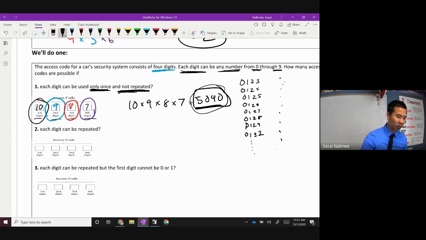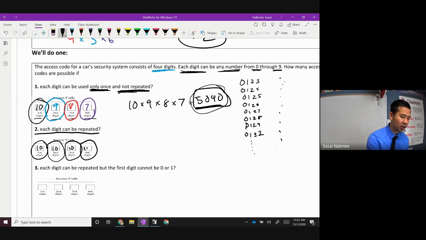Actually, you know what? Let's do this one real quick. Number 2, I'm going to do this one for you just so you can write this down. Each digit can be repeated, meaning that you can repeat the numbers. So that means that the first digit has 10 options. The second digit, if you can repeat it, is also going to have 10 options. The third digit is also going to have 10 options. And the fourth digit is also going to have 10 options if you're allowed to repeat the digits.